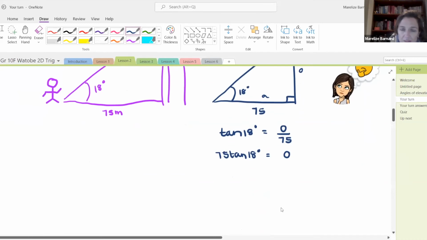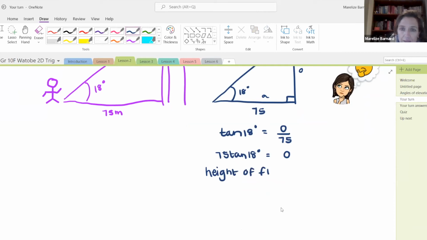So the opposite side, I'm going to write out in full what it is. The height of the flag is 24.37. Okay, we're rounding to 2 decimal places. If you didn't get that, maybe just check where you went wrong. Make sure you understand where you're going wrong so that you can fix it and not make the same mistake again.